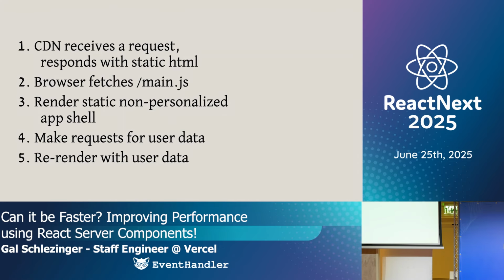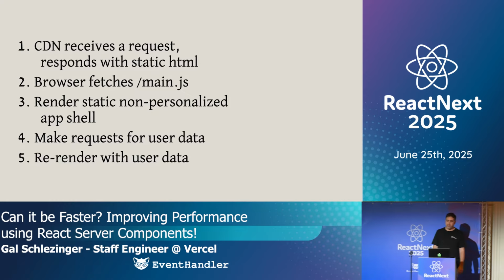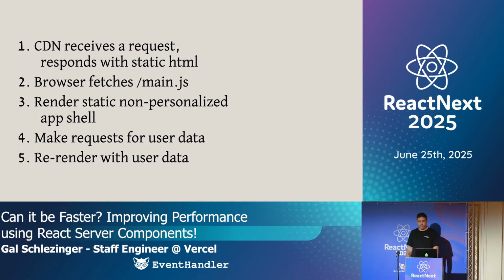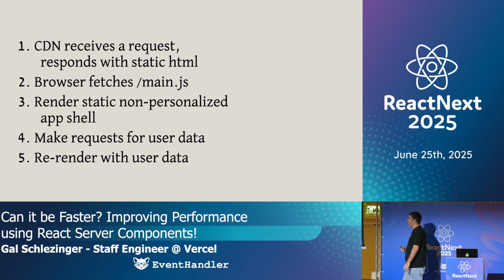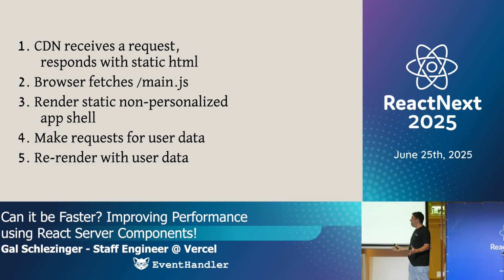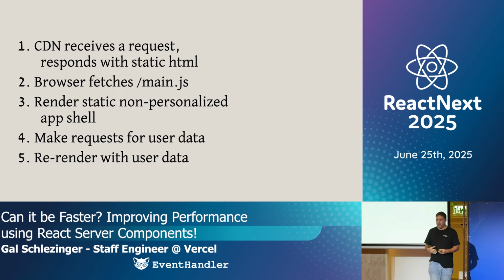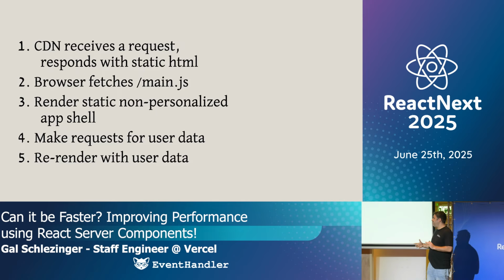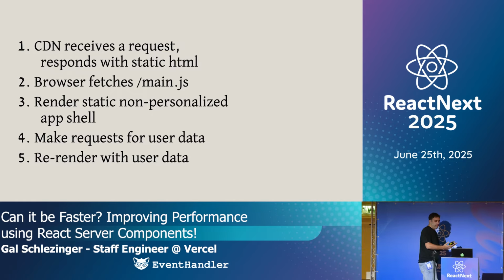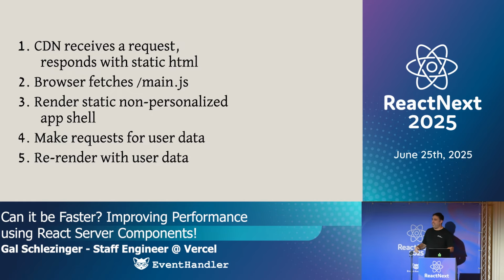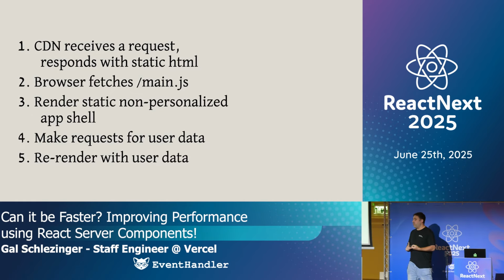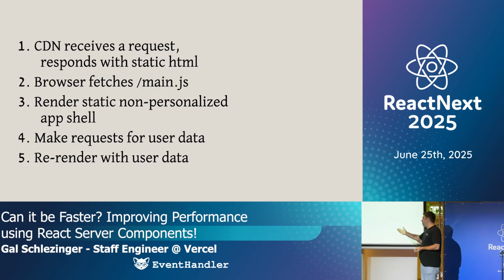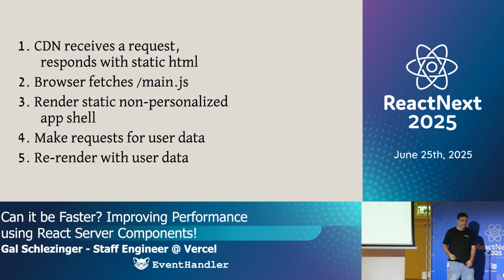And the way they work compared to the previous generation of apps is that we had a CDN that we deployed the app to, and we made a request and got back a static HTML. Then the browser fetched main.js, and it rendered the static non-personalized app shell, meaning that it just rendered the app as it is without any user data whatsoever. Then, when it rendered the app, it knew what it needed to render more stuff. So it needed to download more routes, more JavaScript, more CSS, and more requests for user data. Then we re-rendered it again.